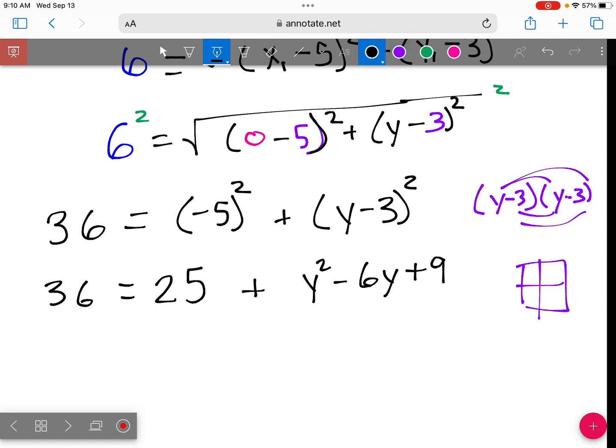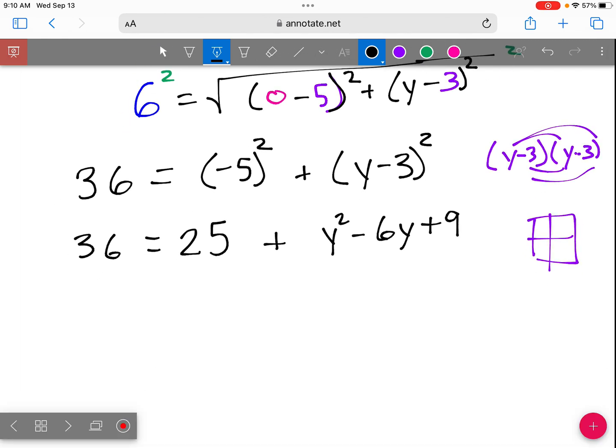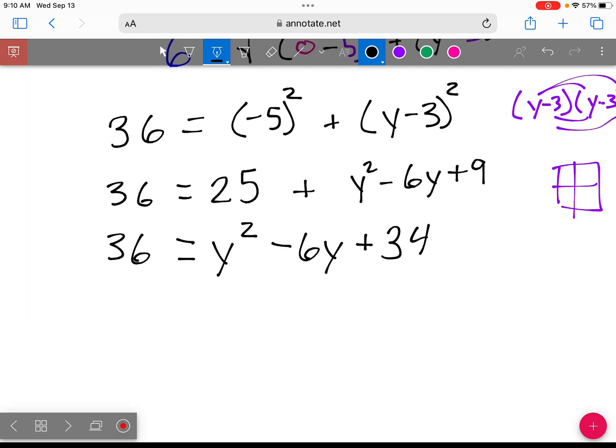So let's simplify the right-hand side. I've got some like terms we can combine. 36 equals y squared minus 6y plus 34. We have a quadratic type equation here, which means I need to set it equal to what to be able to solve it? 0. Subtract 36 from both sides. y squared minus 6y minus 2.